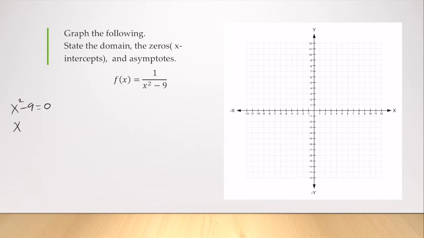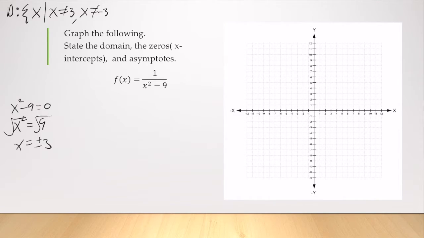I have x squared is 9. Take the square root, x equals plus or minus 3. So now I have two vertical asymptotes. So my domain is all values of x such that x doesn't equal 3 and x doesn't equal negative 3. So my vertical asymptotes are x is 3 and x is negative 3. Friendly reminder, when you take a square root, you have to take both the positive and negative.